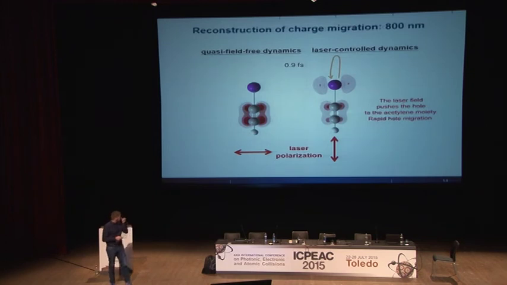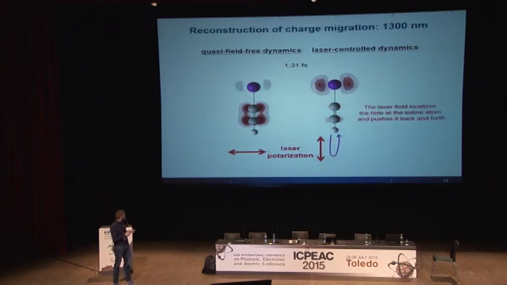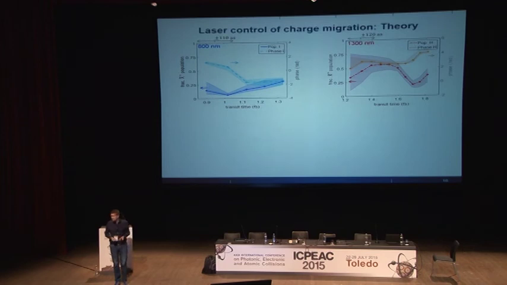This is shown here for 800 nanometer. So while there's not so much happening in the time window of observation for the field-free dynamics, there is a lot of motion in the case of laser control dynamics, where the laser field really pushes the hole along the acetylene unit very rapidly. In the case of 1300 nanometer, there's a bit more charge motion happening for the field-free case. And for the laser control case, the laser field really localizes the hole at the iodine atom first and then pushes it back and forth. Okay, so this is what we reconstructed with the scheme from our experimental data.